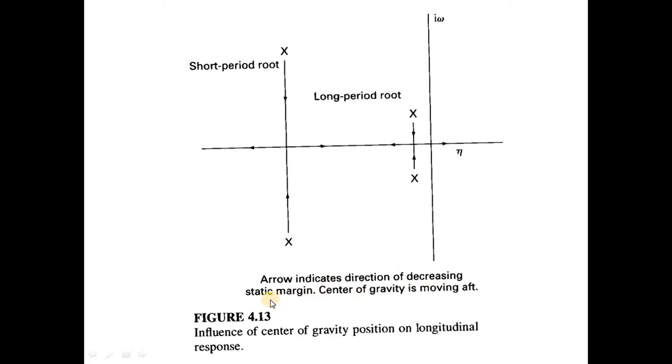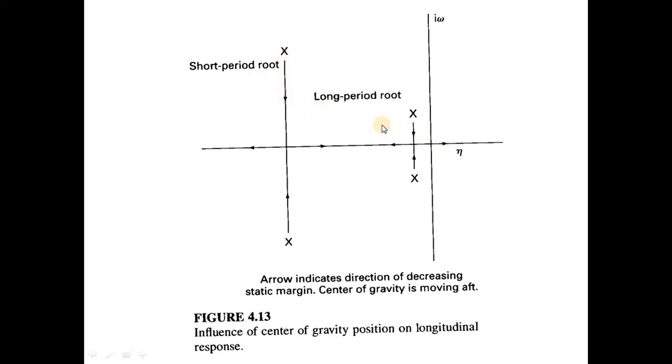direction of decreasing static margin, ataupun maknanya center of gravity dia move ke belakang ataupun mendekati neutral point. So what happened? We look at the short period first. So bila dia mendekati neutral point, the roots dia akan makin, pole dia akan makin turun ke bawah. Okay, dalam kata lain, bila center of gravity ni move ke belakang, the short period frequency itu makin rendah.